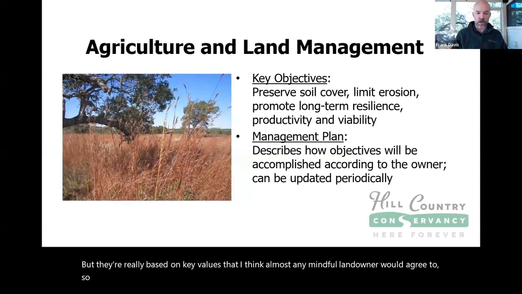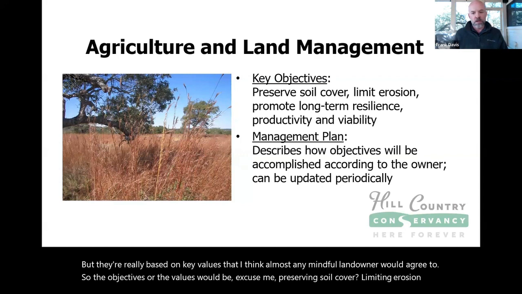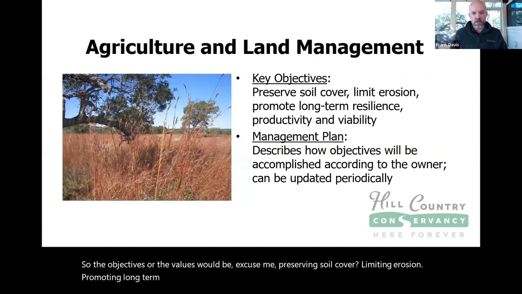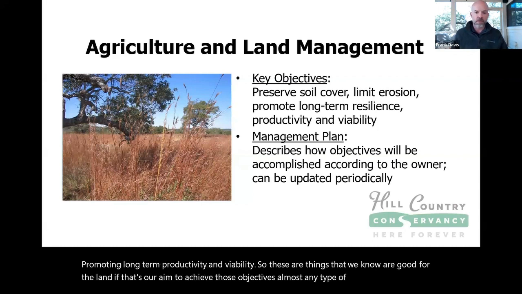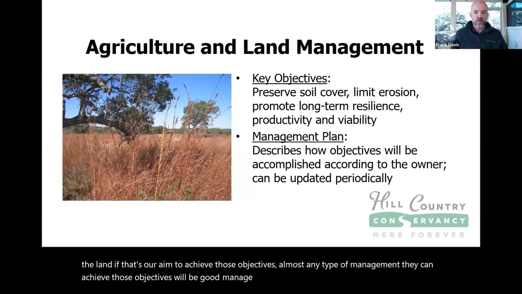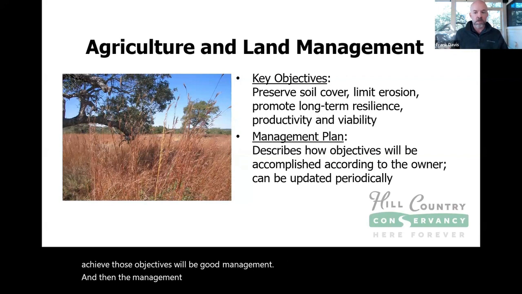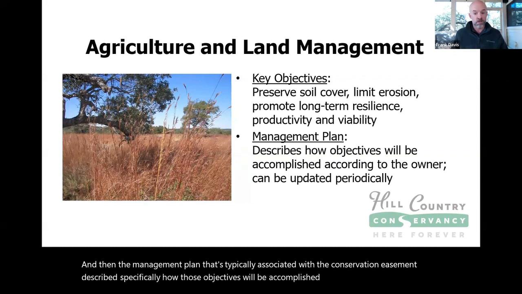So the objectives or the values would be preserving soil cover, limiting erosion, promoting long-term resilience, productivity, and viability. So these are things that we know are good for the land. If that's our aim, to achieve those objectives, almost any type of management that can achieve those objectives will be good management. And then the management plan that's typically associated with a conservation easement describes specifically how those objectives will be accomplished according to the owner's own approach.